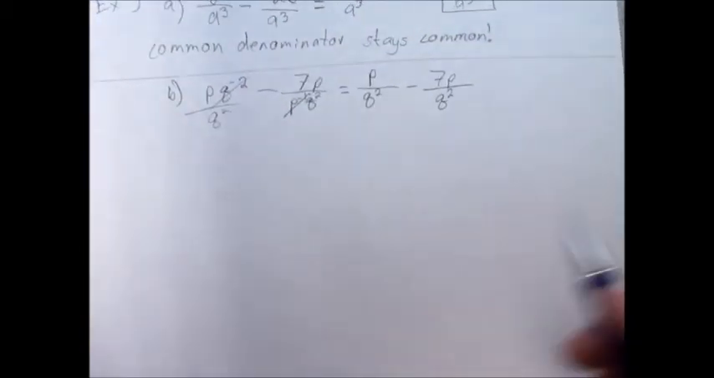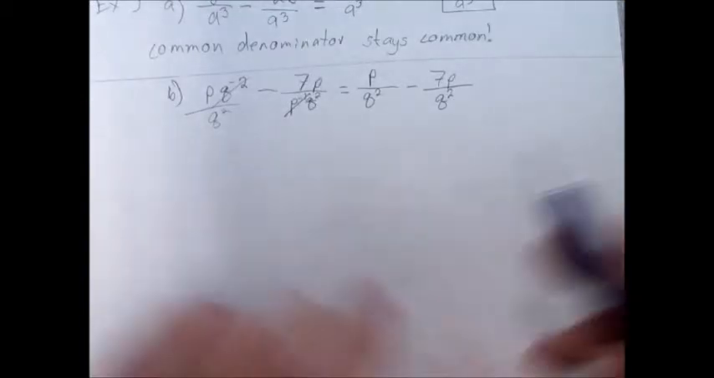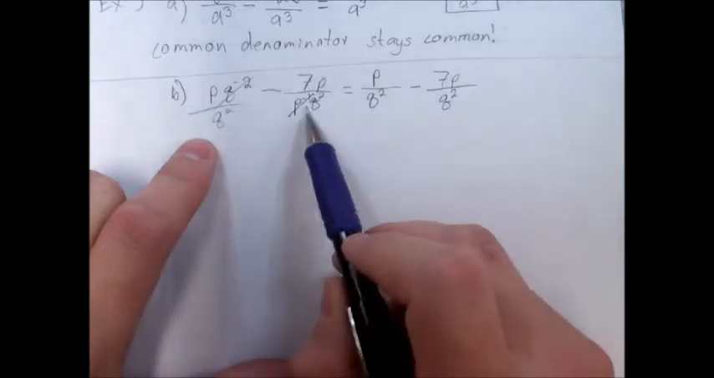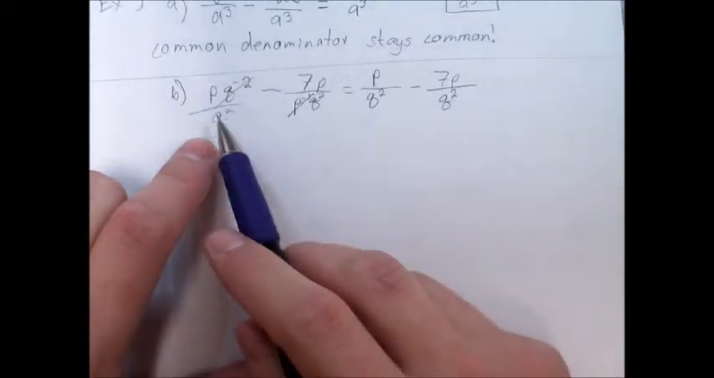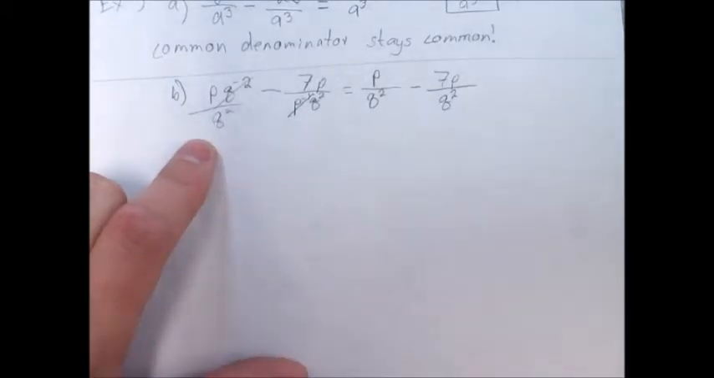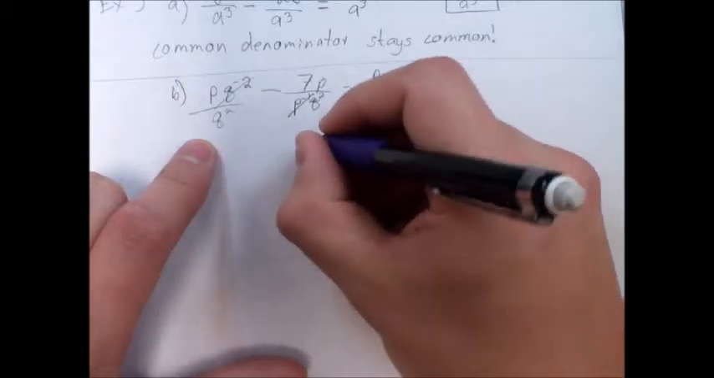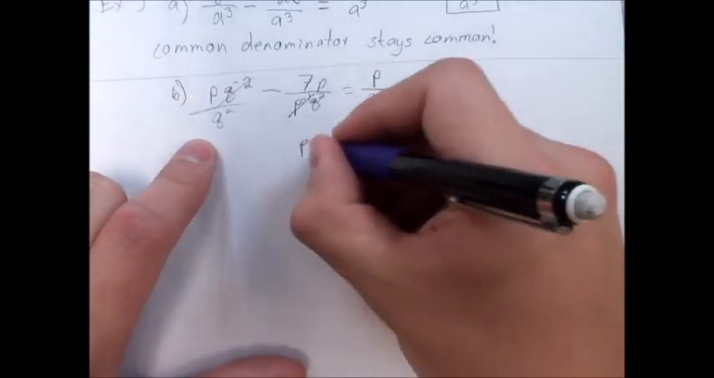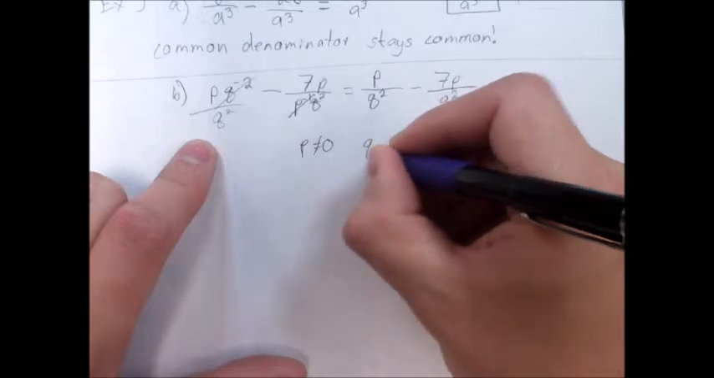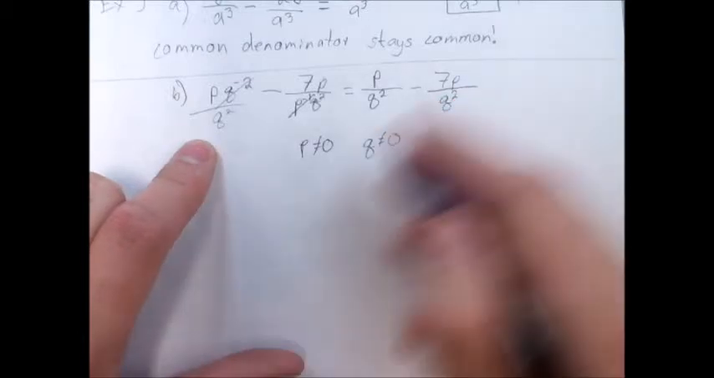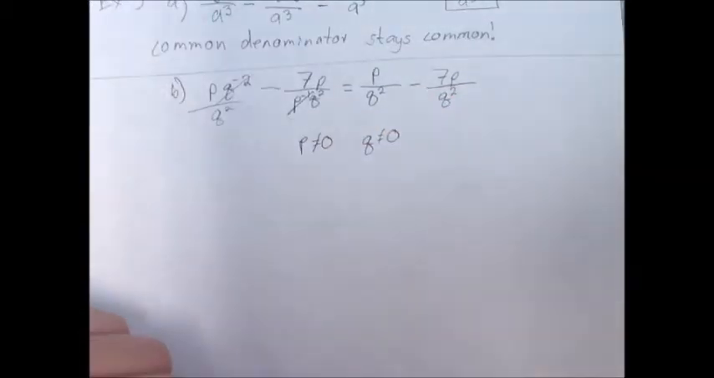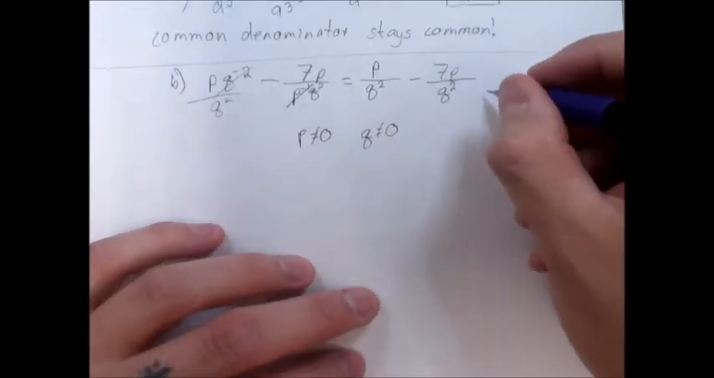Okay, I need to identify my excluded values again. So I look and I say what numbers were on bottom when I got there. When I started, we had a p and a q on bottom. So if p was on bottom, p cannot equal 0. If q was on bottom, q cannot equal 0. Just because it's multiplication, I know that. You'll need to set each one of them equal to 0.